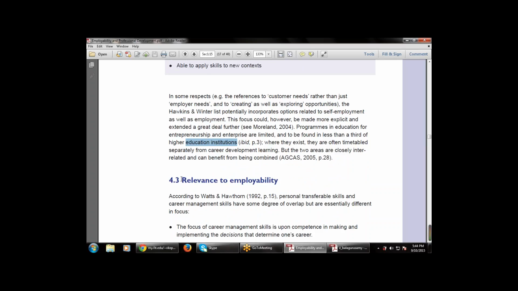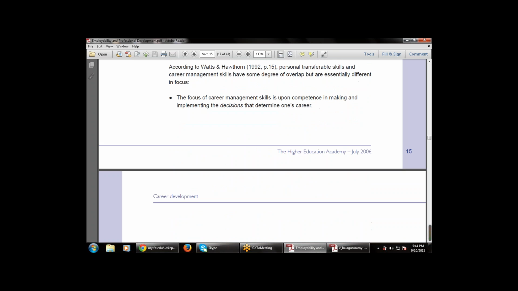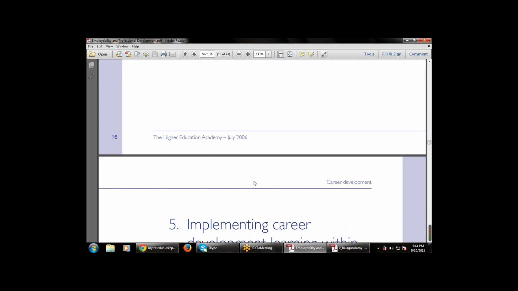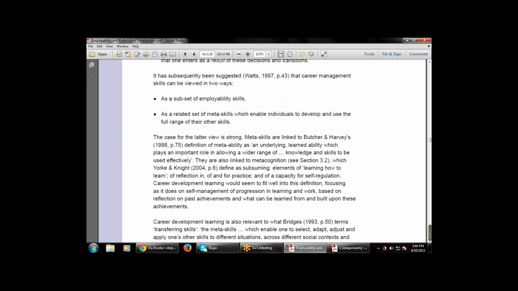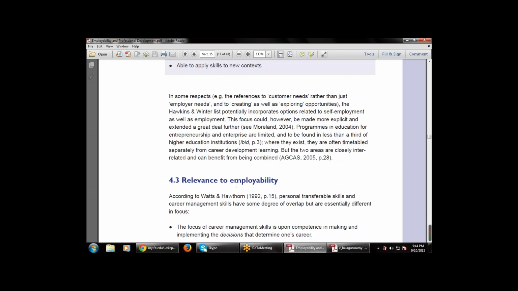Next is the relevance to employability, that is, what career management skills will be relevant for employability. This topic I am going to start in tomorrow's class.